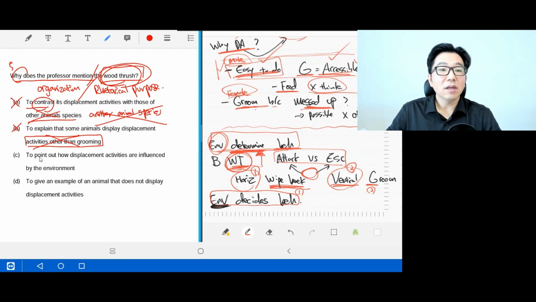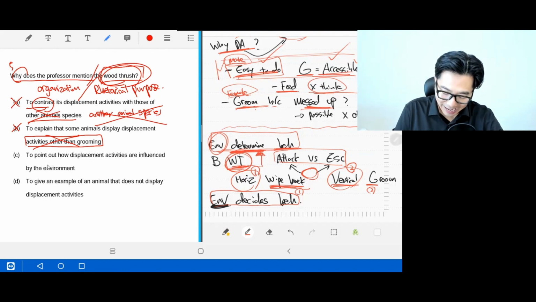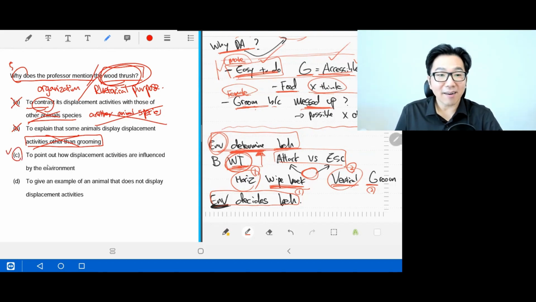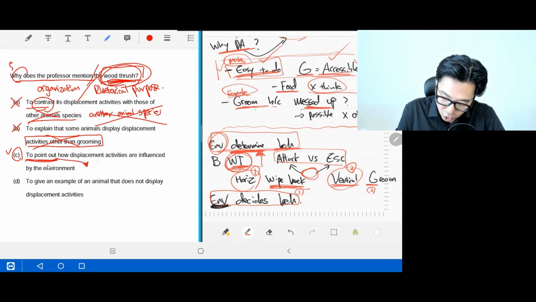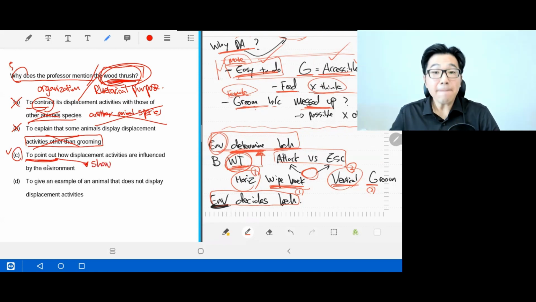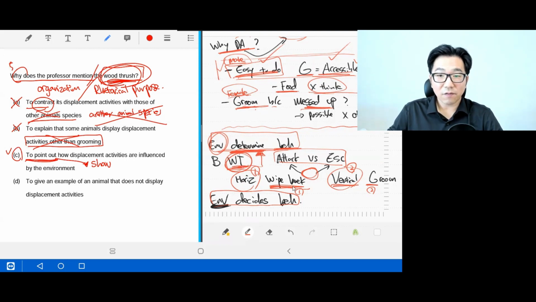C, to point out how displacement activities are influenced by the environment, right? Bang. Perfect. Okay. All right. It's used as an example, but basically to justify, to point out, to show, to prove how the displacement activity that wood thrush did, first displacement activity, second displacement activity, were different based on different environments. Bang. Okay, perfect answer.